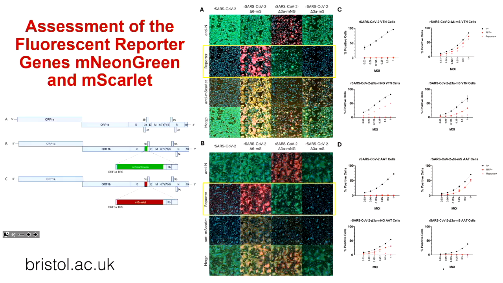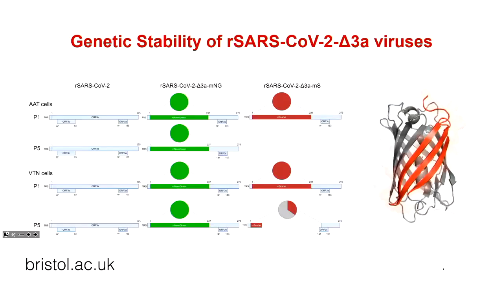We included an ORF6 replaced with mScarlet virus as a control, in which you can see that the reporter is clearly visible. To then check whether the mScarlet protein was being produced at all, we counterstained with an mScarlet antibody, which is the panel beneath. And you can see that in Vero cells, which is the top panel, you can pick up some mScarlet signal, but you can't in AATs, indicating that there is a non-fluorescent mScarlet protein being produced in these viruses.